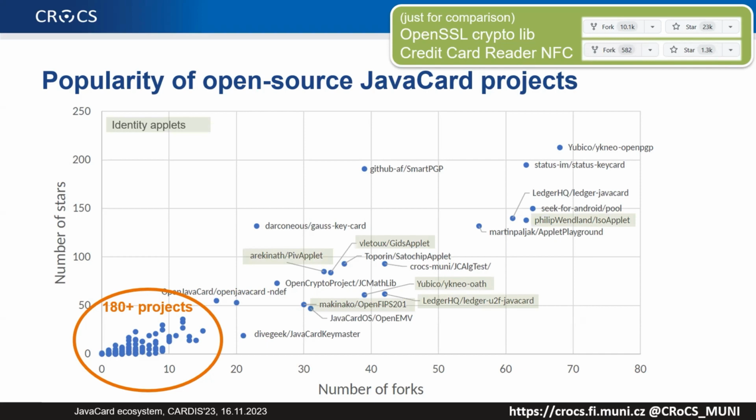So what applets are there for these more popular ones? The green ones are identity applets, so usually something like the PIV standard, FIPS 201, implemented on the card, and stuff like that. Then PGP applets supporting signature and encryption. That's there as well. The Yubico OpenPGP applet is the most popular one. And then Bitcoin related things, so open wallets you can upload on your card.